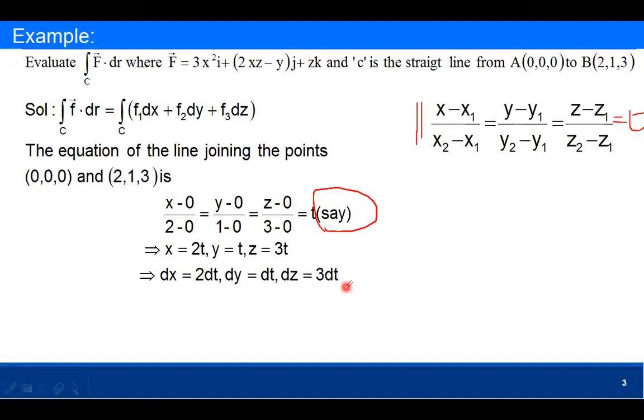Now what do you have to calculate? The integral of F bar dot dr over the curve C, which is equal to the integral of F1 dx plus F2 dy plus F3 dz over the curve C. Here F1 is 3x square, F2 is 2xz minus y, and F3 is z. Now we replace x, y, z with these values: x equals 2t, y equals t, z equals 3t, and dx equals 2 dt, dy equals dt, dz equals 3 dt.